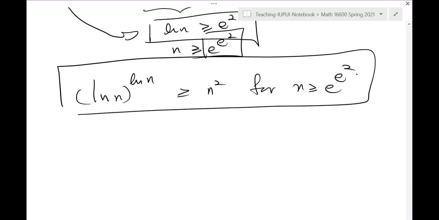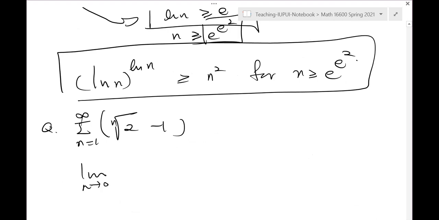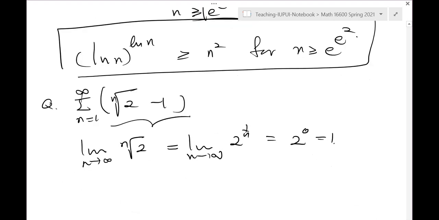All right. Great. My next problem is this. I make a similar version. First of all, the nth root of 2, this limit is going to be 1. 2 to the 1 over n goes to 2 to the 0, which is 1. So this nth term approaches 0. How fast it approaches 0, I don't know yet.